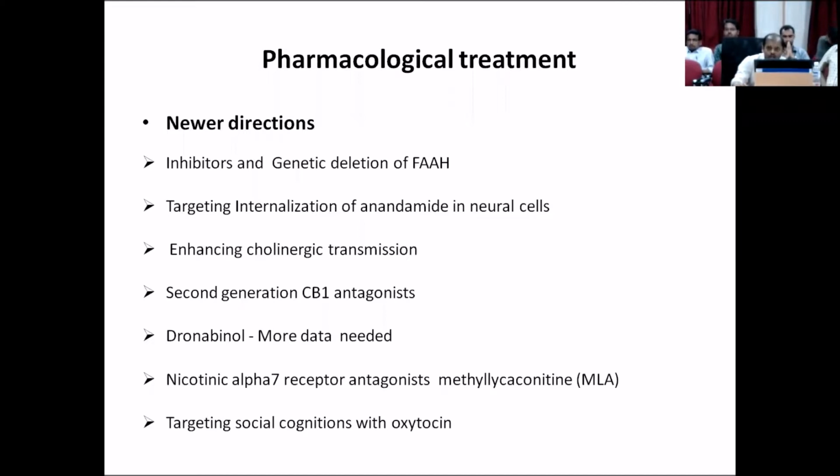The nicotinic alpha-7 receptor antagonist may also be useful. And another interesting way of treating cannabis use: it is seen that people who use cannabis lack some social cognition, and studies have tried to improve this with oxytocin.